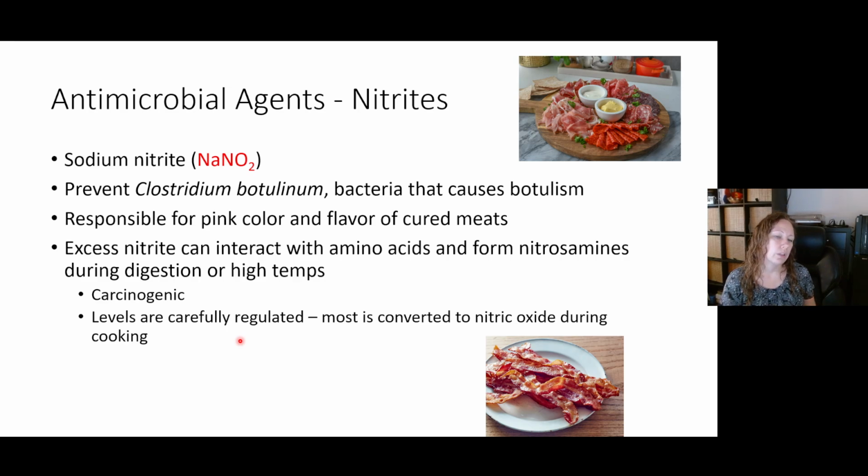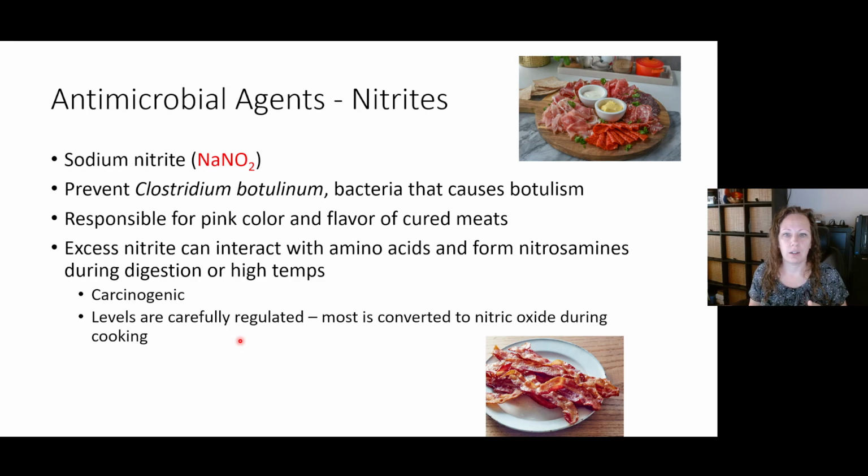The levels are regulated based on the product. So some products have more allowable nitrite than others. Bacon has the lowest, and that's at 120 parts per million. Sausage has 156 parts per million, and ham has 200 parts per million. So why are these levels set the way they are?